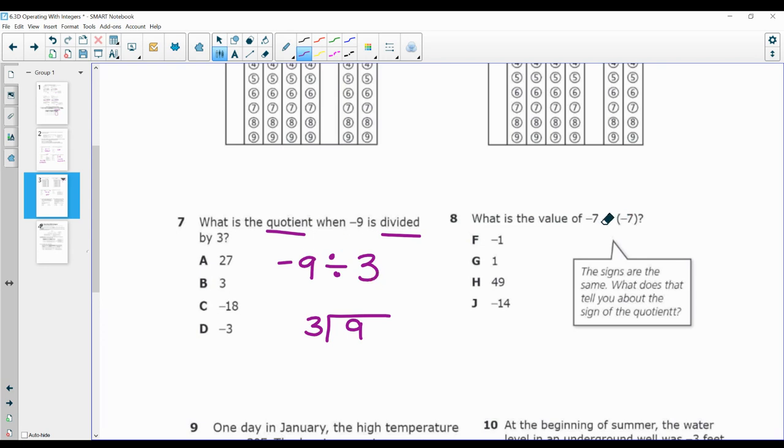The next one is also a division. The signs are the same. What does that tell you about the sign of the quotient? So it's again division, not multiplication.